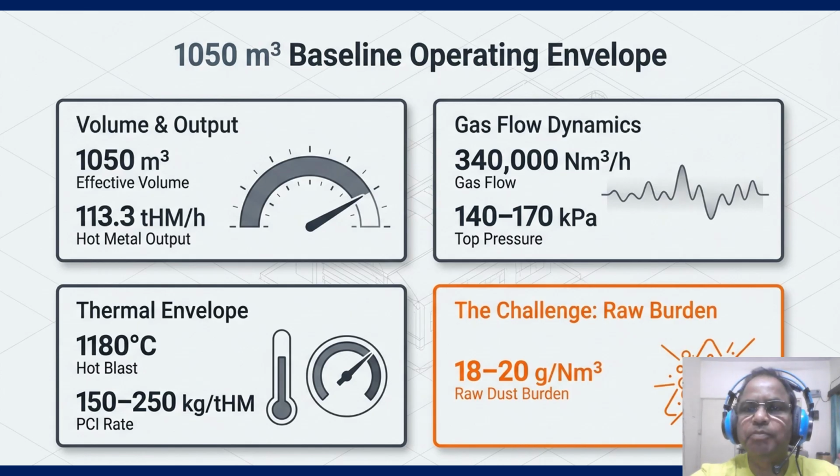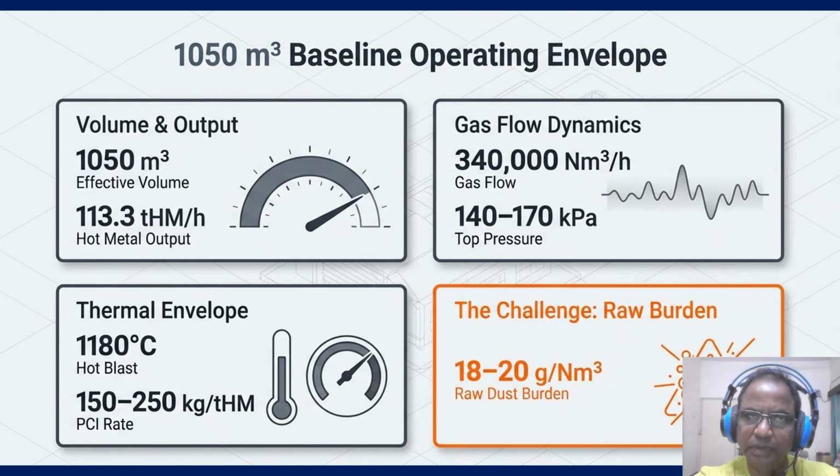The gauge on the top left shows our effective volume and a steady state hot metal output of around 113 ton hot metal per hour. On the right, the pulse wave graphic indicates a massive gas flow of 340,000 normal cubic meters per hour with a top pressure of 1.4 to 1.7 kPa. Now look at the orange box at the bottom right. This is the challenge. We are dealing with a raw dust burden of 18 to 20 gram per normal cubic meter. In a furnace this size, that is not just dirt, it is a massive material handling and a metallurgical load.